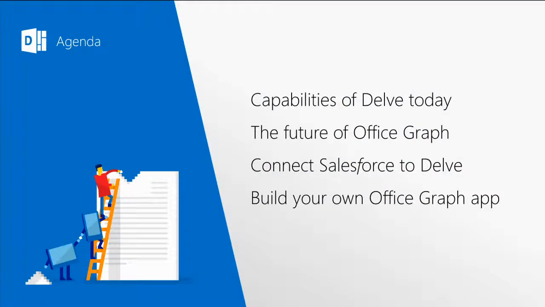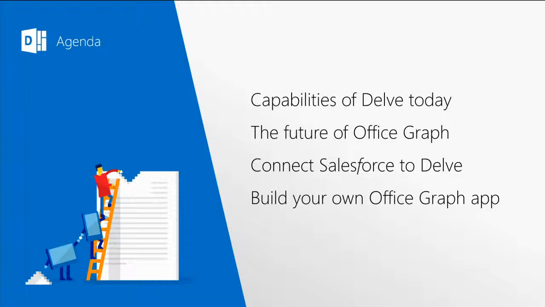Okay, so we have a packed agenda for you today. First, we will look at the Office Graph and the new Office 365 experience called Delve. Delve was built to take advantage of the richness provided by the Office Graph, and we will use Delve throughout this talk to illustrate some key capabilities of the Office Graph. Then we will change gears and look towards the future of what the Office Graph will be and highlight some important changes that we will light up in the coming months.